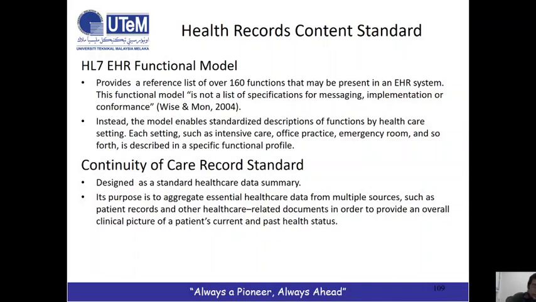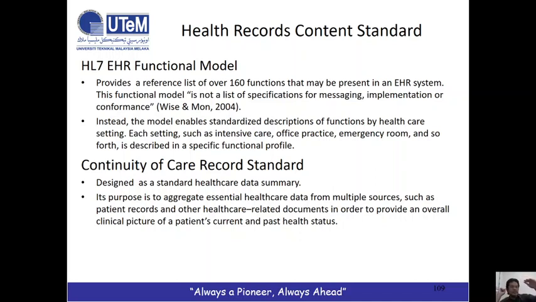Another standard now commonly used in healthcare information systems to manage the content of the medical record is the HL7 EHR functional model. This is one of the health record content standards. Content means that when the doctor discharges the patient, a standard discharge document must be produced. So the content of the discharge summary should be standard.